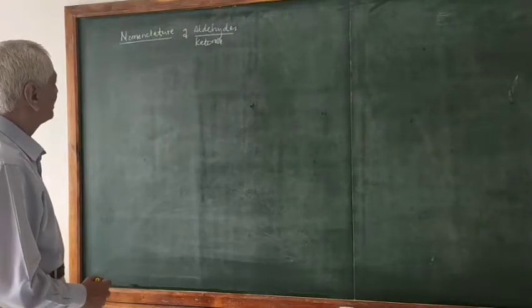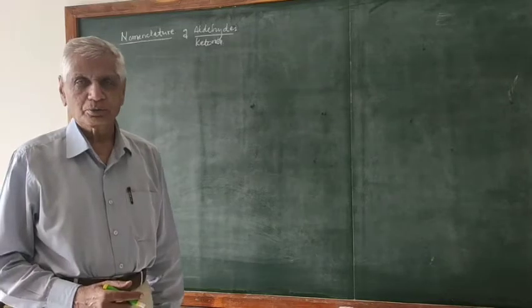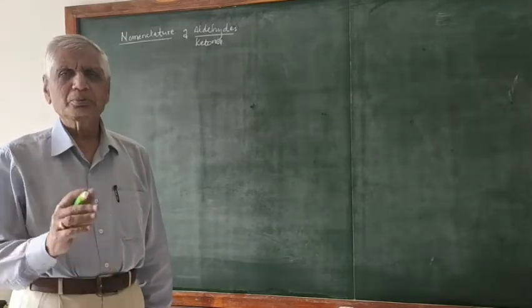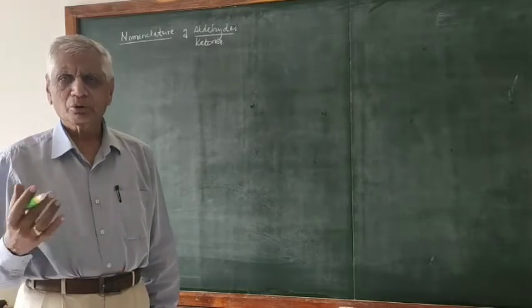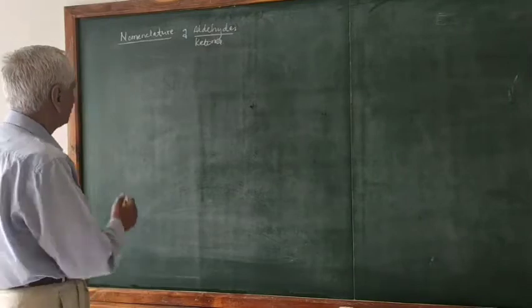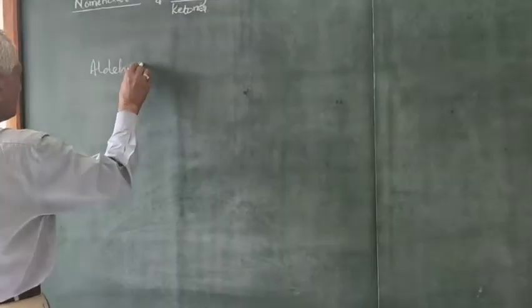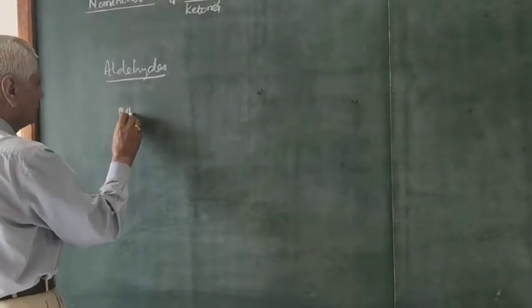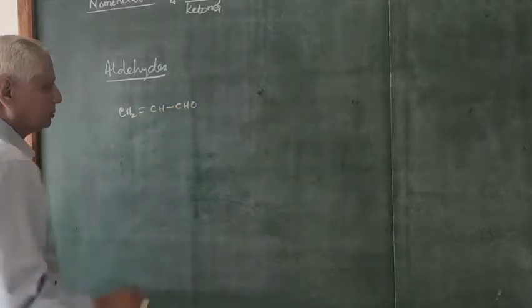Okay, we have studied nomenclature of aldehydes and ketones both by the common method and the IUPAC method. Let me tell you some important compounds which are named by the IUPAC system and also the common method. Say, for example, aldehydes. Some typical examples: CH2=CH-CH2.